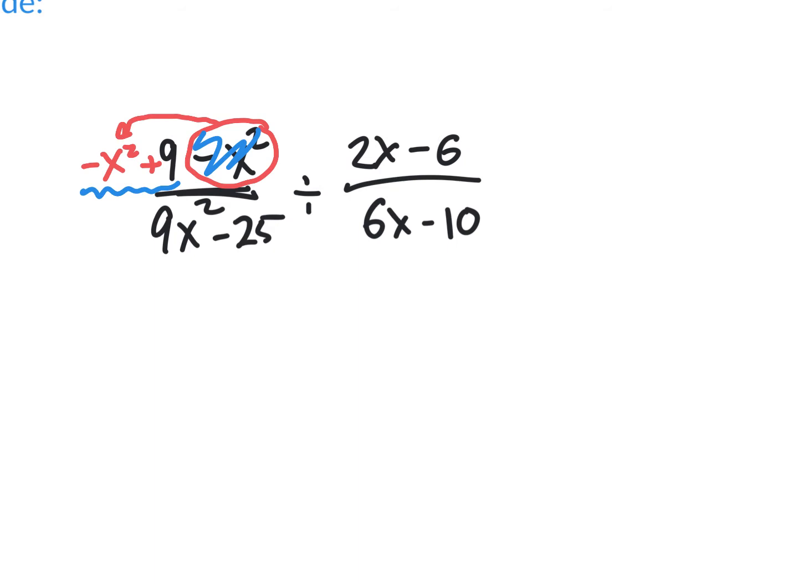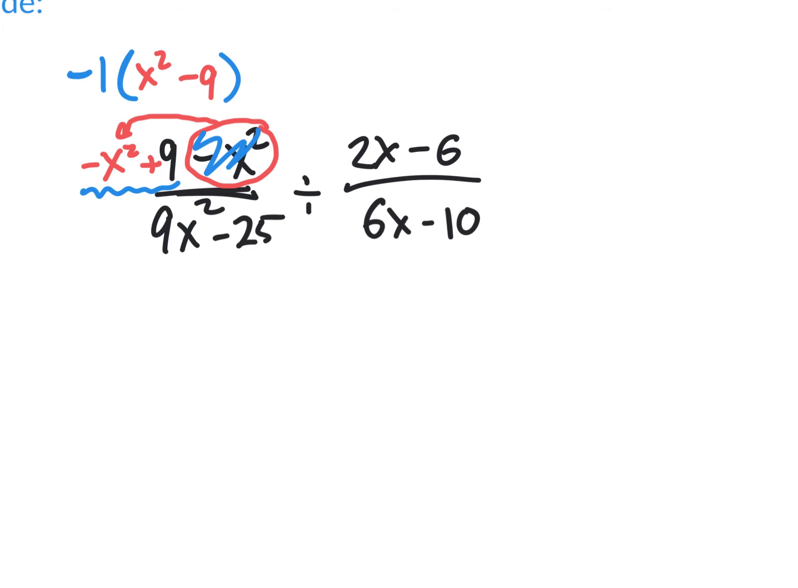So what do I have here? I have a negative x squared plus 9. Okay, a negative x squared plus 9. And we know that we don't want negative x squares. We want a regular x squared. So I am going to factor out a negative 1. Factor out a negative 1. And what do I have left? I will have a positive x squared minus 9.